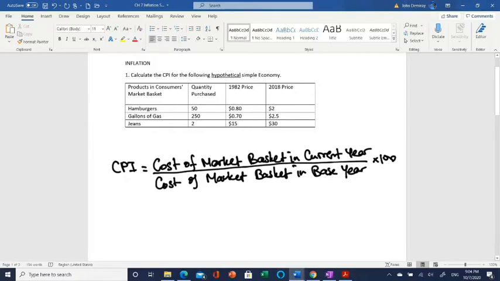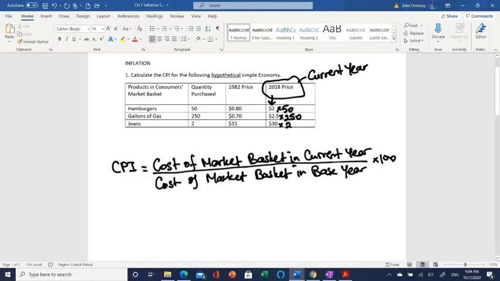To calculate the CPI, let's first calculate the cost of the market basket in the current year. The current year is 2018 in this example. So what is the cost of the market basket for 2018? We just use the prices for that year.